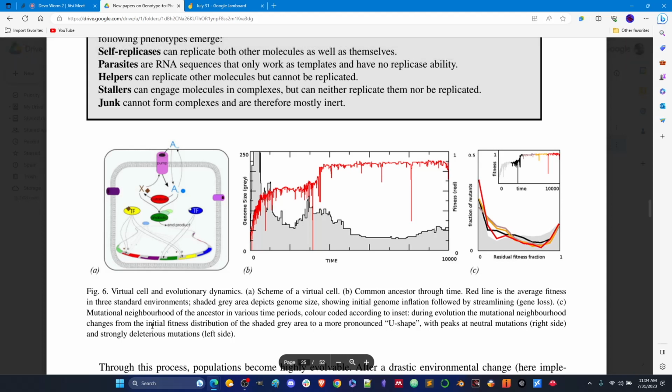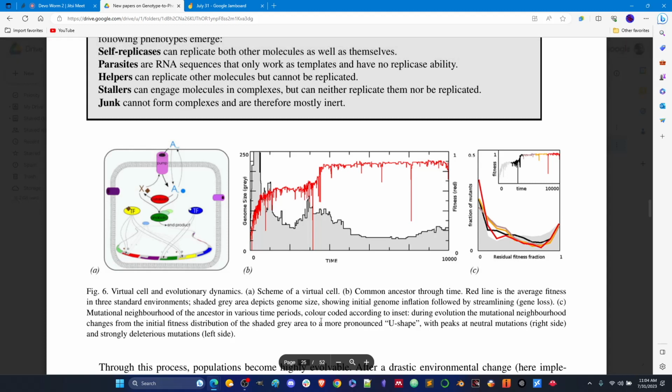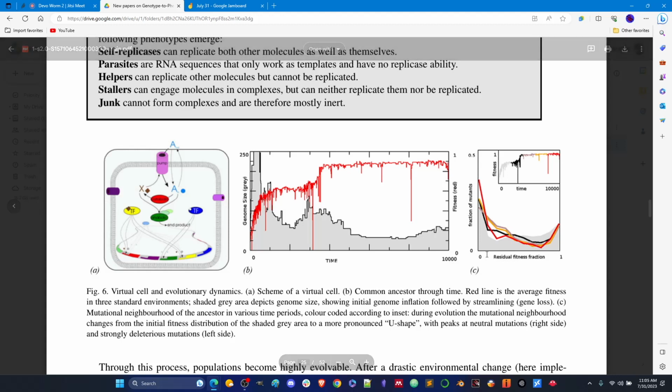This leads us from an initial fitness distribution, the shaded gray area, to a more pronounced U shape, which is this fraction of mutants under this residual fitness fraction. So it kind of goes down and then up, going from 0 to 1 as a residual fitness fraction. So I guess the residual fitness fraction is neutral mutations are 1, deleterious mutations are 0, if I'm understanding this graph correctly. In any case, you can see some of the evolutionary dynamics here.